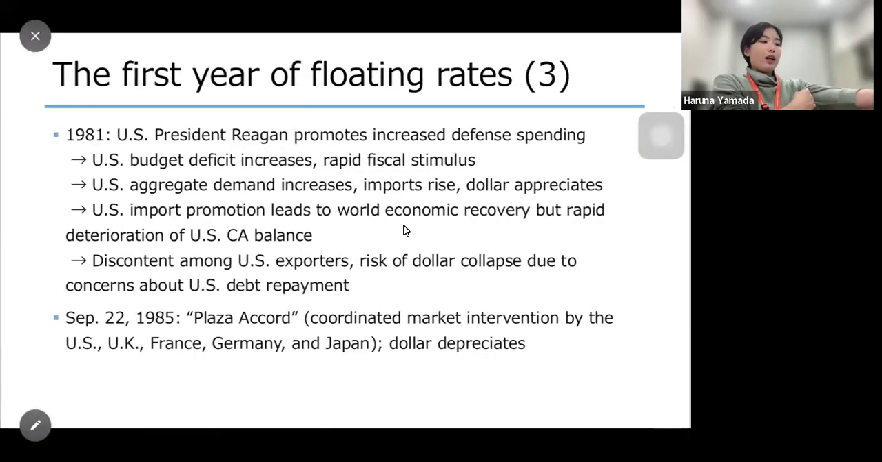In 1981, US President Reagan promoted increased defense spending. So the US budget deficit increased, and rapid fiscal stimulus occurred. US aggregate demand increased due to the large deficit in the US budget. Imports increased and the dollar appreciated. Then, US import promotion led to a world economic recovery, but also a rapid deterioration of the US current account balance.